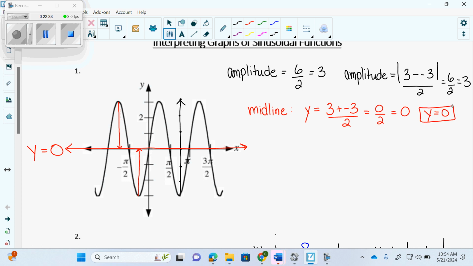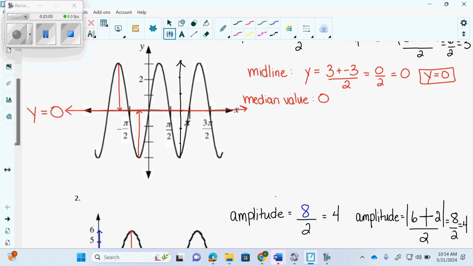That's the midline. If they ask you for the median value, it's just a value. It's just a midline value. So what would the median value be? Just 0. That's the difference. So midline is a line: y equals. Median value is just a number. It's just a value. Midline needs a variable.